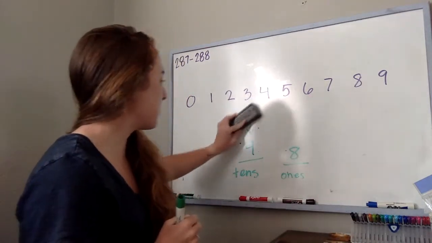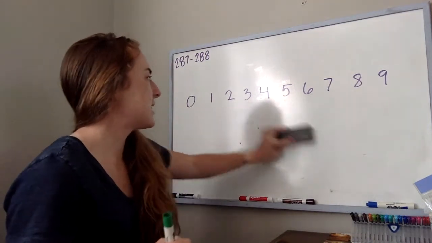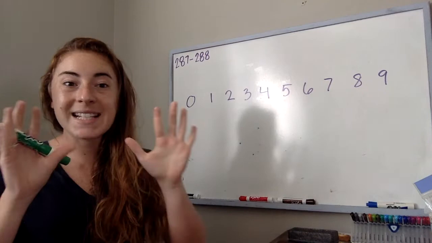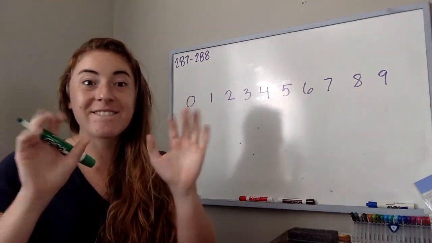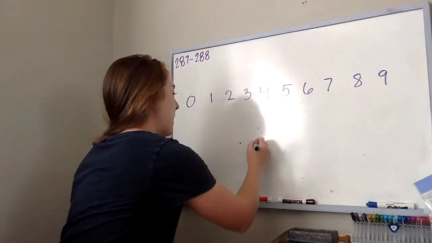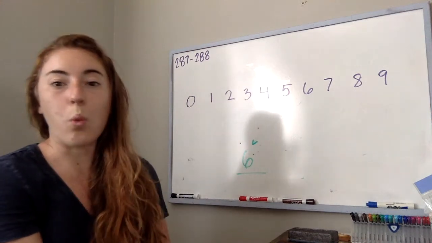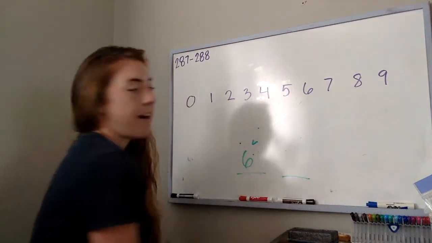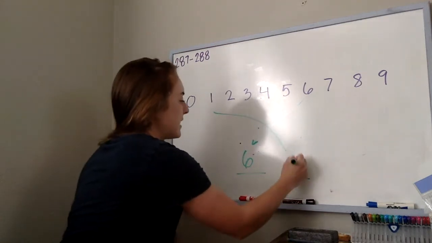And last one, how about the number 61? 61. 10, 20, 30, 40, 50, 60. We did that 6 times. So I need my 6. 61. How many ones do I have? Just one. 61.